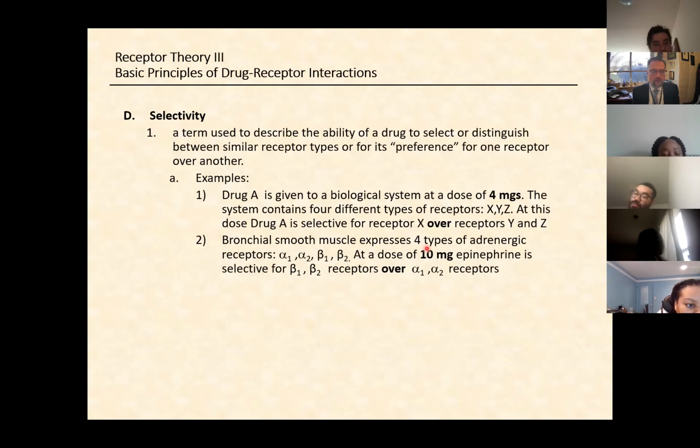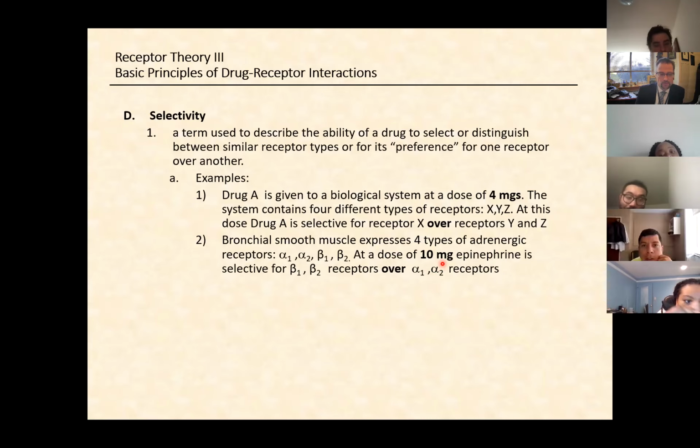Let's say that we rewrite this example, and now the dose of epinephrine that we're giving our patient is 100 milligrams. Can you make a prediction about what might happen in this situation with regards to receptor binding and activation? It's going to bind all the receptors. Absolutely, Roberto. The probability is that we're going to get activation of all the receptors, right?